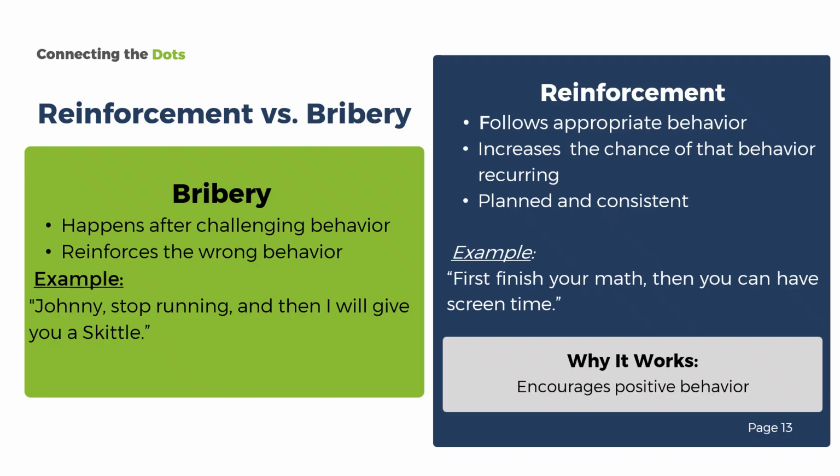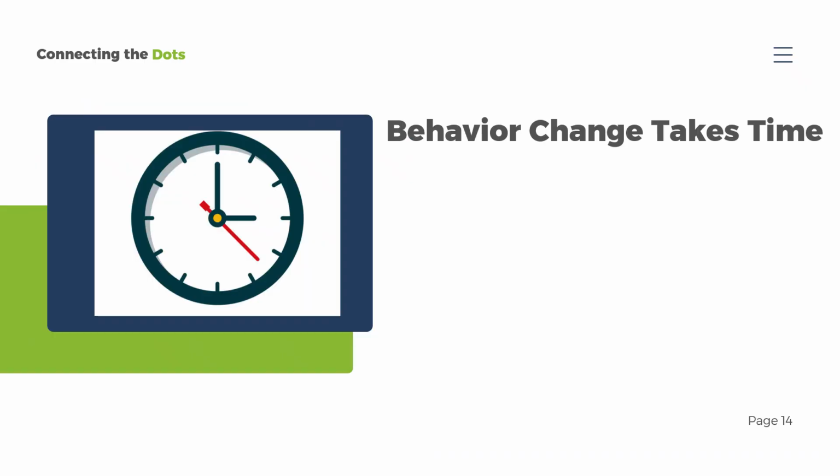So now, when you hear someone say, "That sounds like a bribe," you can confidently explain the difference. It works, and it encourages positive behavior. Finding the right reinforcers is a big step, as it helps us to motivate learning and makes new positive behaviors more likely to stick. But it is important to remember, even with the right tools in place, behavior change doesn't happen overnight. Just like learning any new skill, whether it's riding a bike, speaking a new language, or playing an instrument, it takes practice, patience, and consistency.